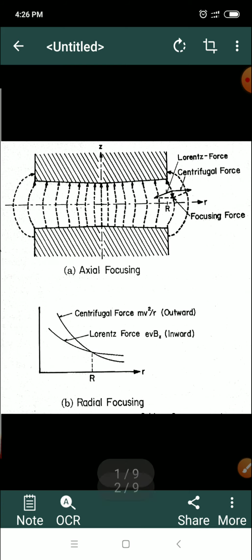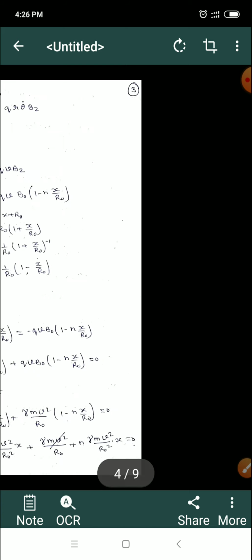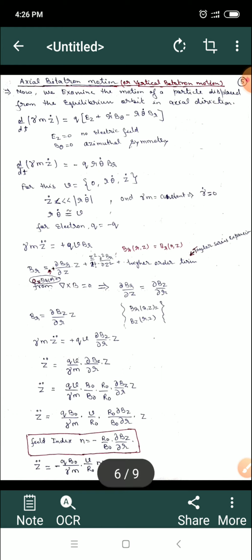In the next class, I will start the axial Betatron motion, or vertical Betatron motion.